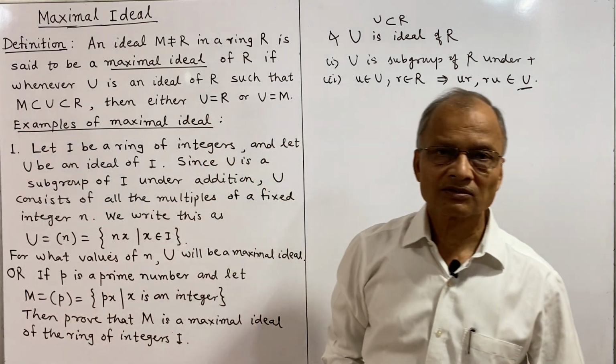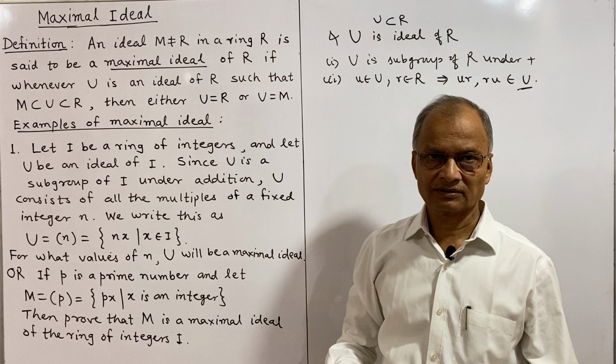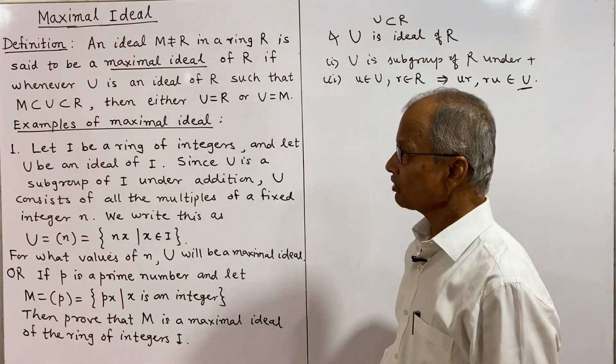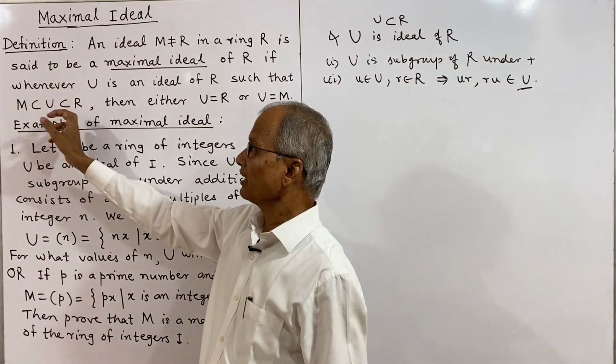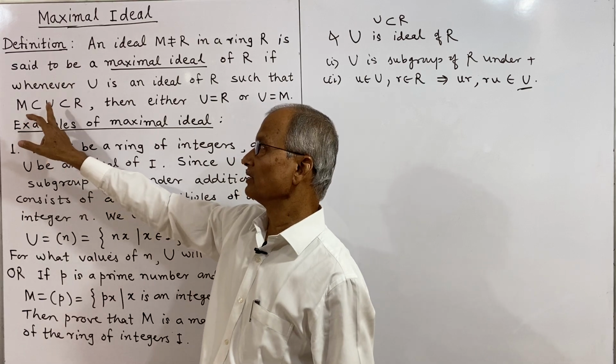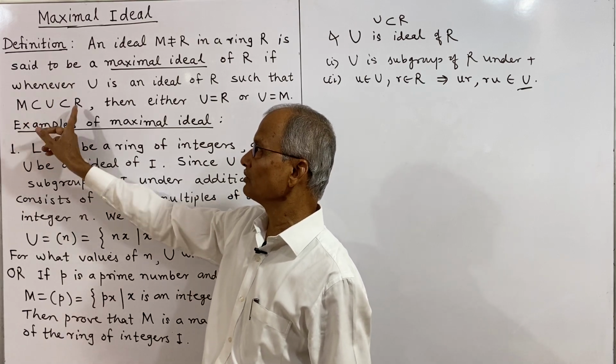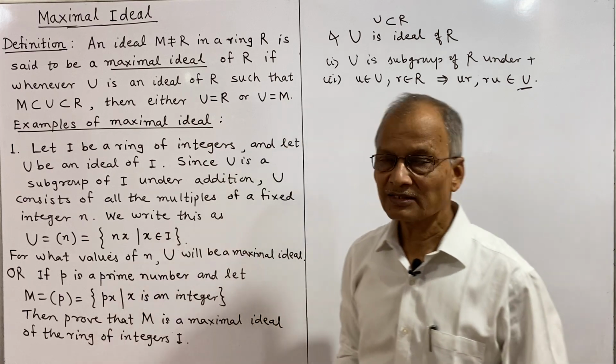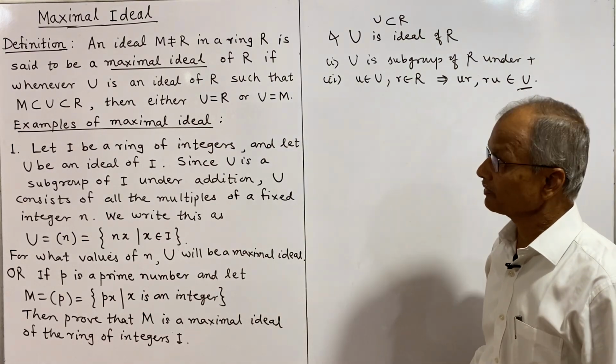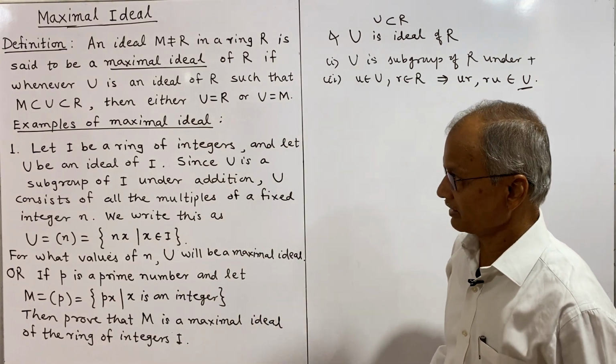If it is considered here, then this U must be either equal to M or equal to R. That's why it is called maximal ideal or largest ideal. There is no ideal between M and R, which is U. The possibilities are then U is R or U is equal to M. That is the meaning, or actual definition, of maximal ideal.